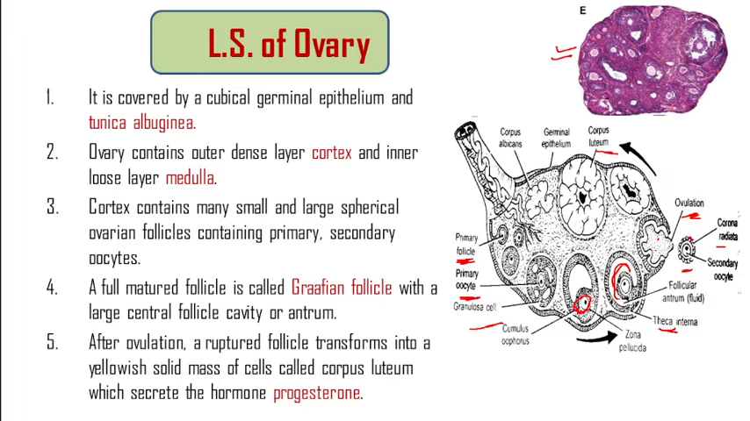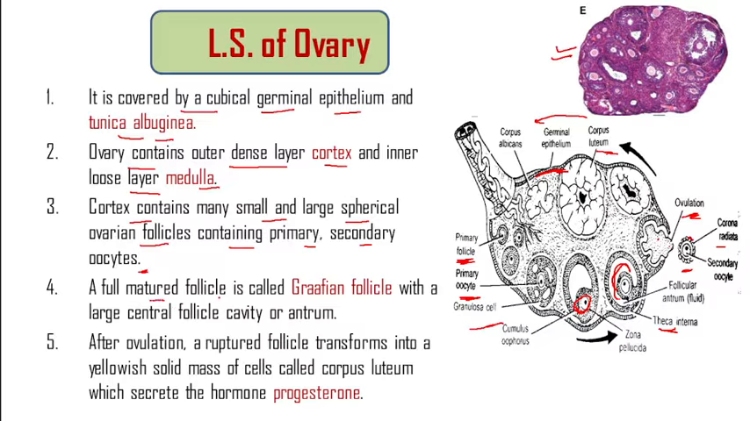This leftover part is called the corpus luteum, and then it turns into the corpus albicans, and this layer is the germinal epithelium. It is covered by cubical germinal epithelium and tunica albuginea. The ovary contains an outer dense layer, the cortex, and an inner loose layer called the medulla. The cortex contains many small and large spherical ovarian follicles containing primary and secondary oocytes.